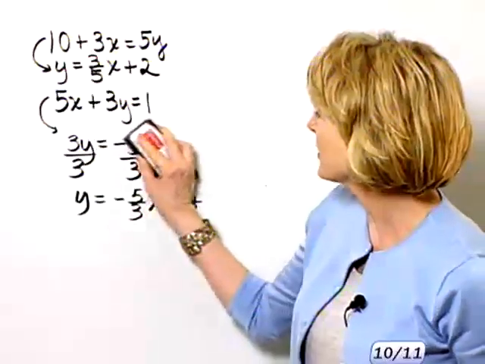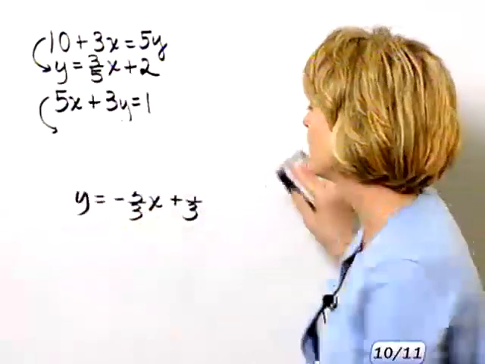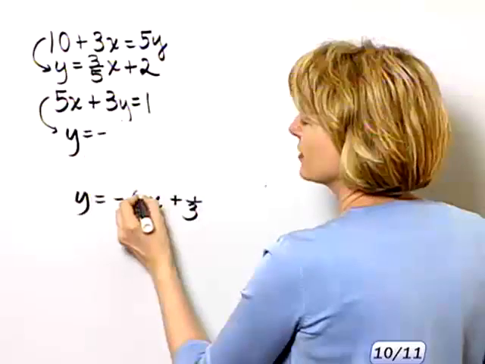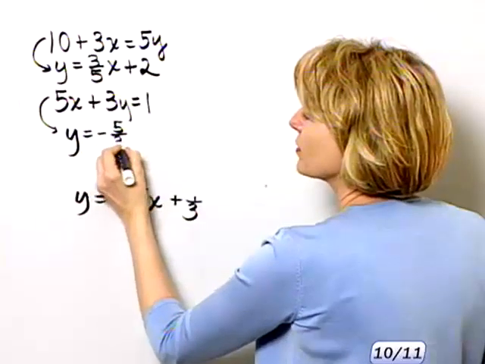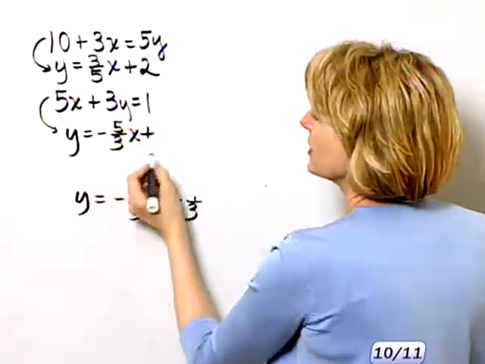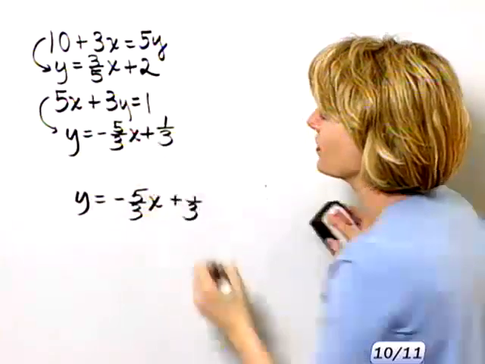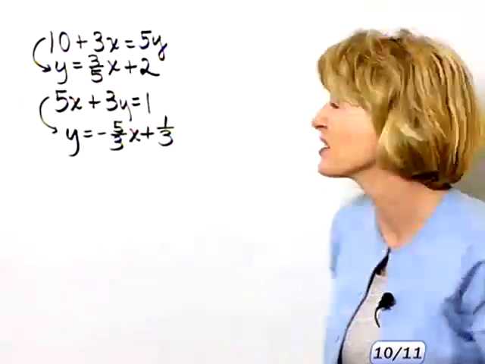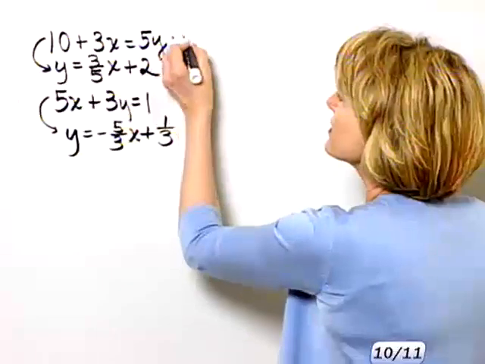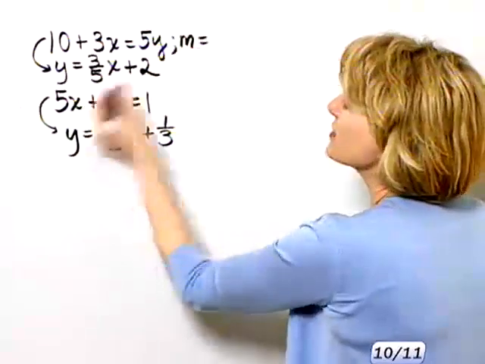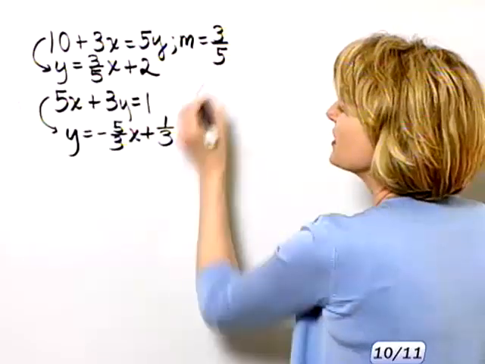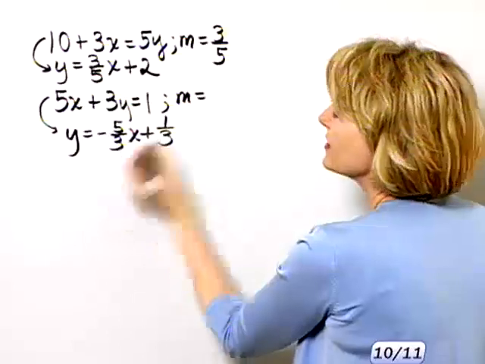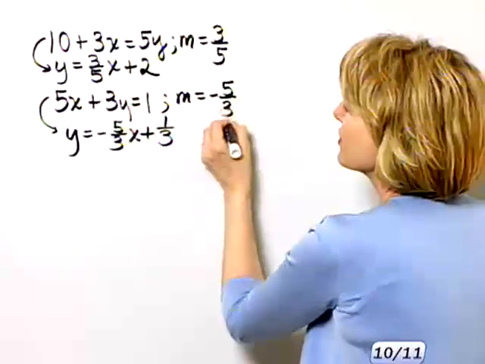So let me write that down. It is y is equal to -5/3 x plus, and then that was 1/3. Now that I have each equation written in slope-intercept form, what is the slope? Here the slope is 3/5, and then here the slope is -5/3.